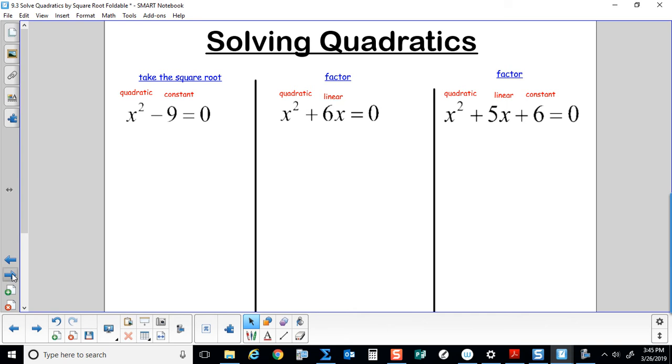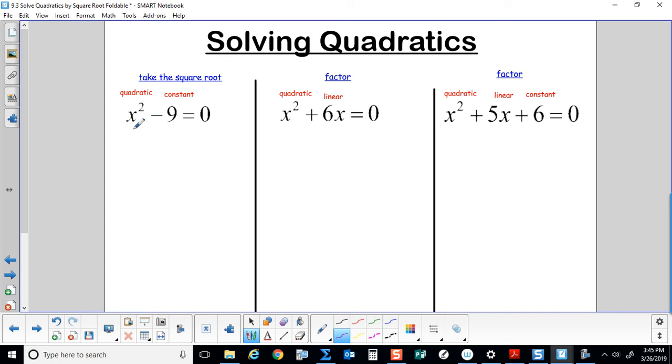So to begin with, taking the square root and finding the solutions or the roots is not a difficult process. What is difficult sometimes is determining when to use that method. So let's take a look at a few different types of quadratic equations so we can distinguish when we need to use the square root. We're going to take the square root.